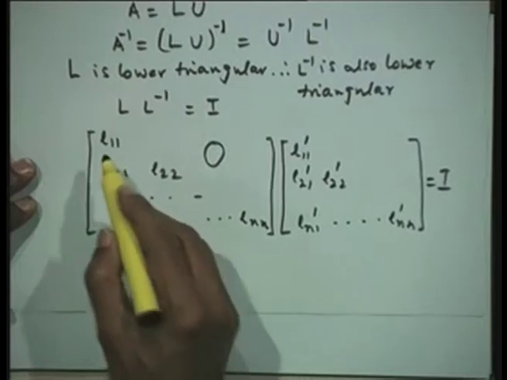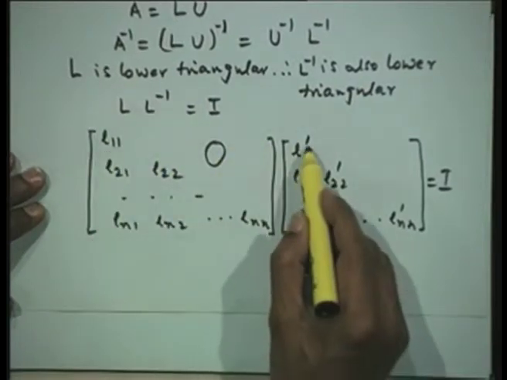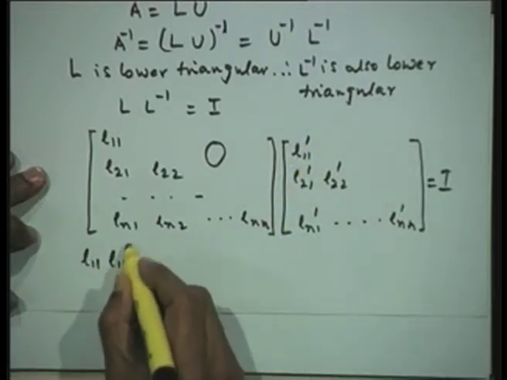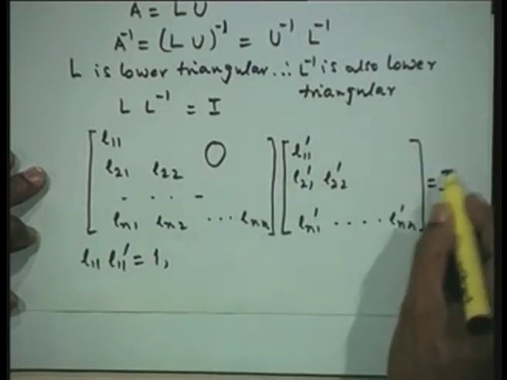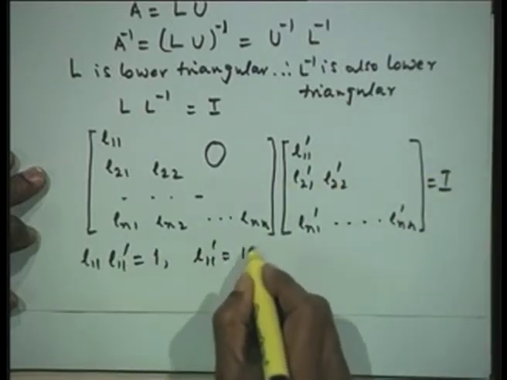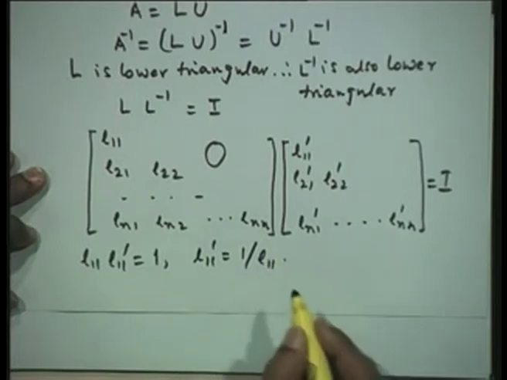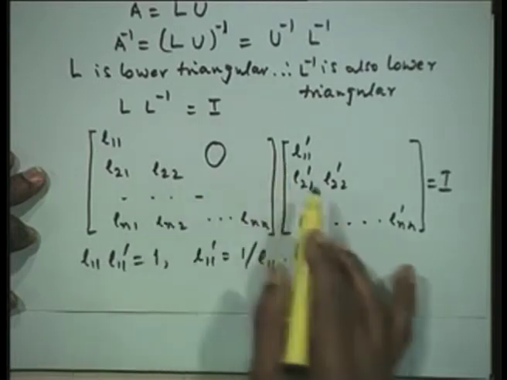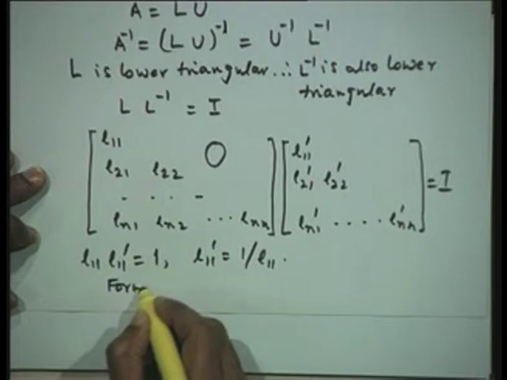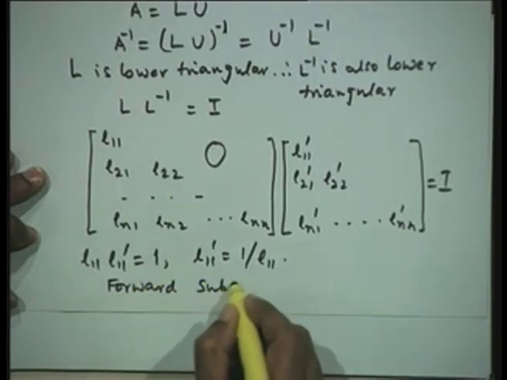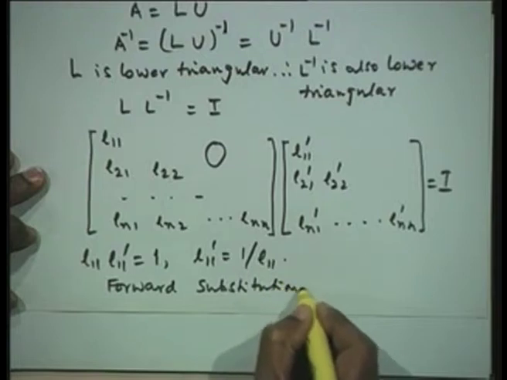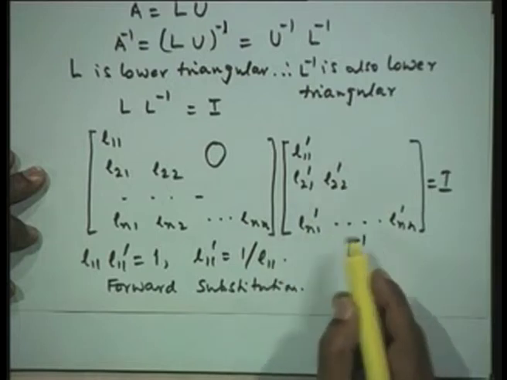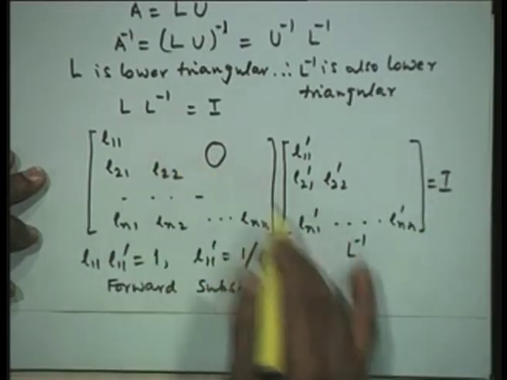Now, you can see that if I multiply these two, first row first column gives me L11 prime. For example, L11 into L11 prime is 1, we are equating to the identity matrix. Therefore, L11 prime is 1 upon L11. Now, I can proceed to find other elements, and you again see this is a forward substitution. So, by forward substitution I can get all the elements of L inverse, all the elements of L inverse can be determined by simple forward substitution using this.